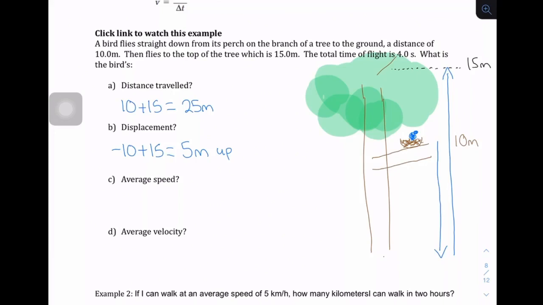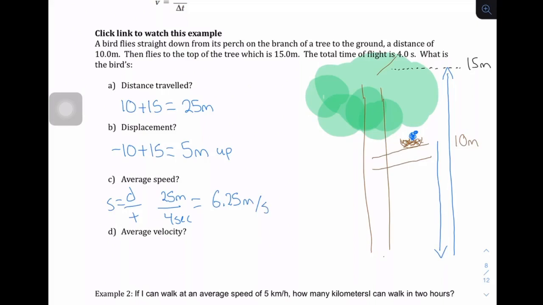So the average speed is a distance divided by a time. The distance is 25 meters. The time is 4 seconds. 25 divided by 4 is 6.25, and we look to our symbols that we've been using, meters per second.